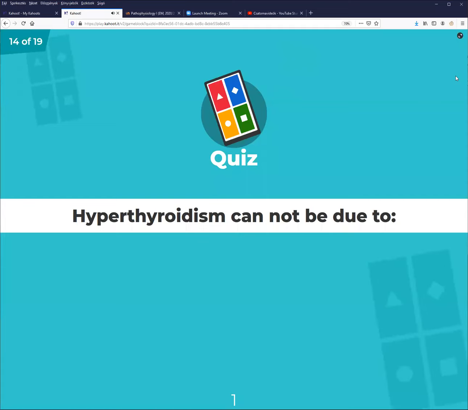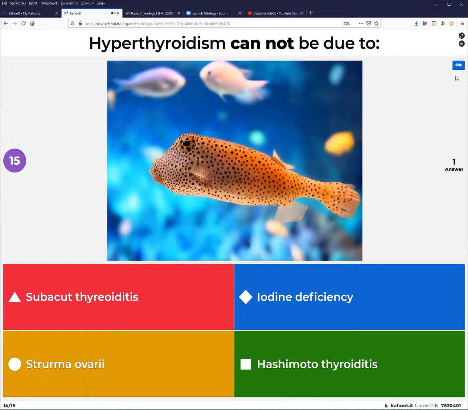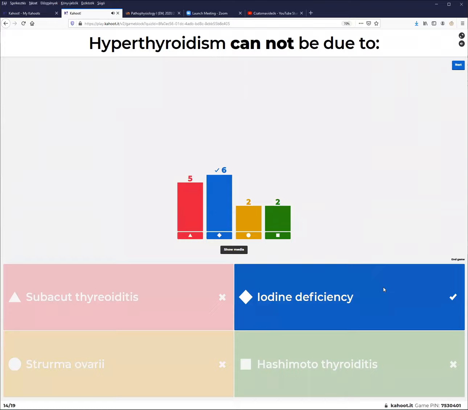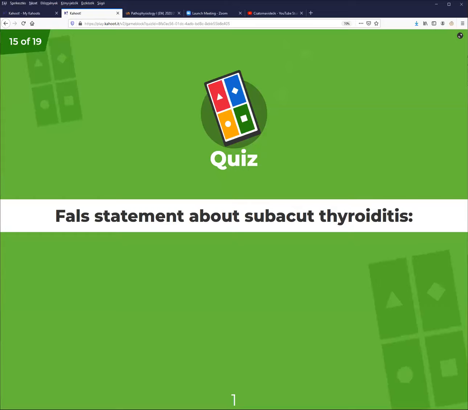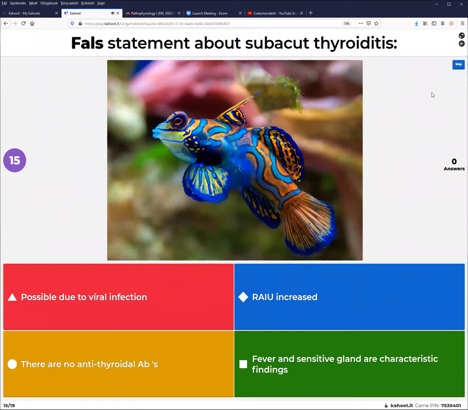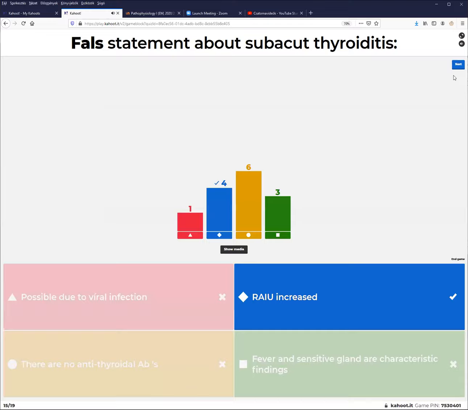Hyperthyroidism cannot. Iodine deficiency is not going to cause hyperthyroidism. It's going to cause possible hypothyroidism or normal function. We do have that radioactive iodine uptake decreases in subacute thyroiditis.